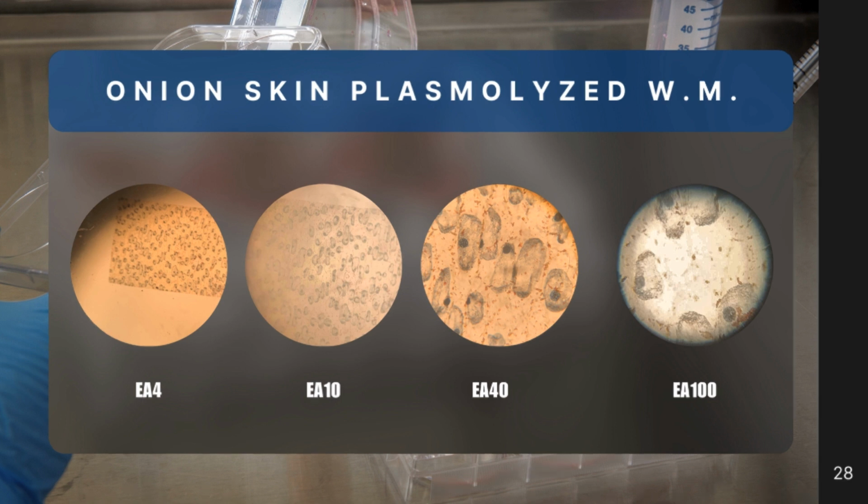A plasmolysed onion skin cell will exhibit a shrunken cytoplasm pulled away from the cell wall due to osmosis. The cell wall will be visible as a distinct outline surrounding the contracted cytoplasm. The nucleus may still be visible, but other organelles will be difficult to distinguish.